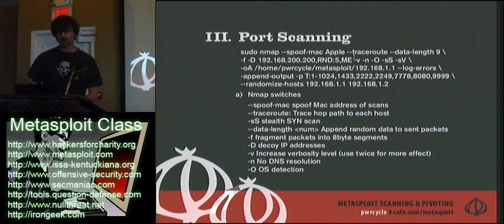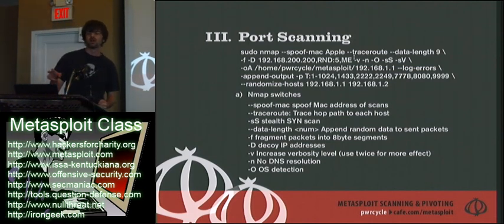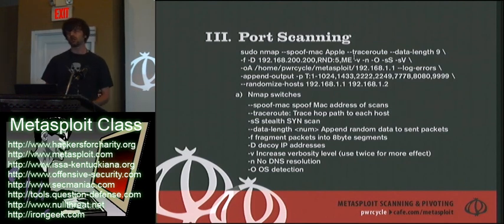Dash O is for OS detection. Once you get at least 2 open ports and 1 closed port, then nmap can figure out whether it's Linux, whether it's Apple, whether it's Microsoft, or any OS. That dash A will actually do advanced OS detection as well. So you can do even more of that. It's a little bit slower.